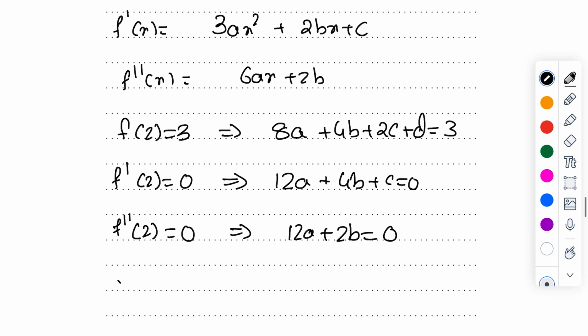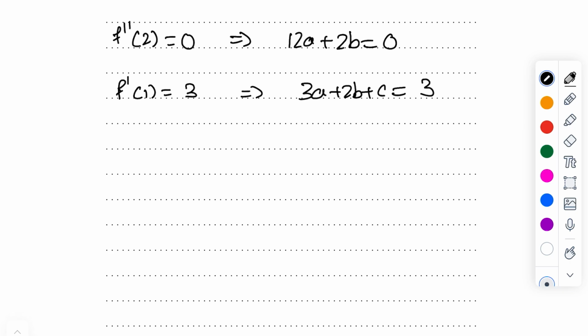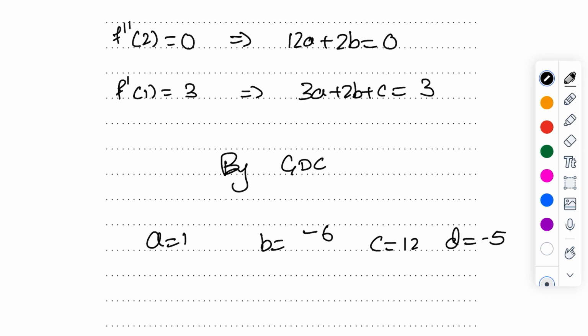Then it has a gradient at 1 is 3. So f prime 1 equals 3. One more equation, 3a plus 2b plus c equals 3. So you got 4 equations. You can solve these 4 equations by GDC. Solve it out in the equation solver on the GDC. You get a equals 1, b equals negative 6, c equals 12, d equals negative 5.